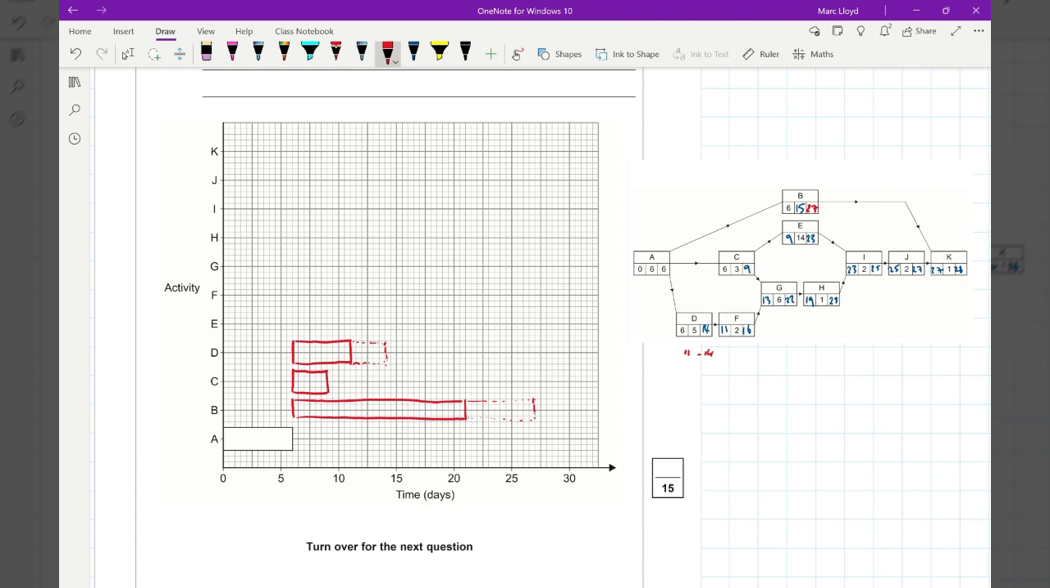There we go. Okay, E starts at 9 and then has a duration of 14. 9 plus 14 is 23. Luckily, this does not have a float time, so I can just draw that in. Good. F. F starts at 11. Has a duration of 2. 1, 2. And then 11 plus 2 is 13. So we've got a float time of 3. Gets us to 16.